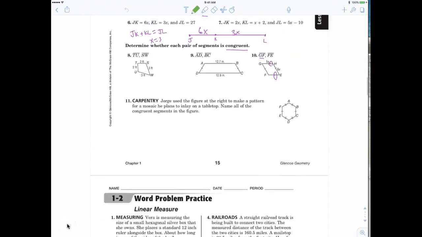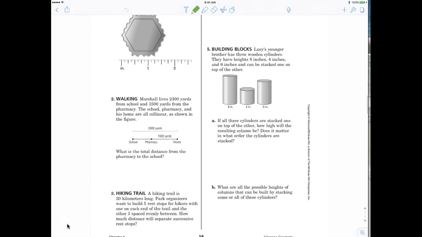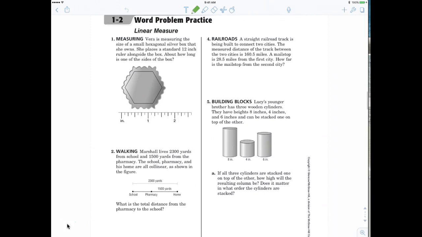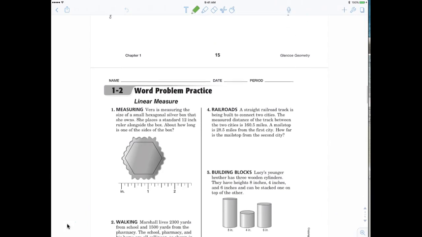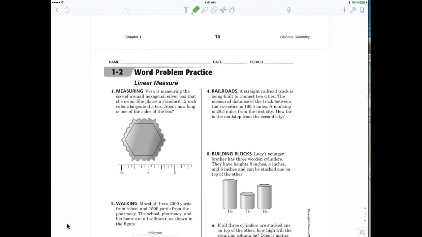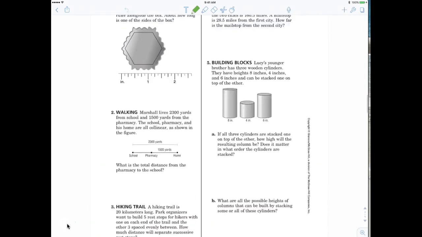We went through 1-1 and 1-2, I think. Does anybody have any questions? Nobody? I'm listening. See the 1-1 work on practice.